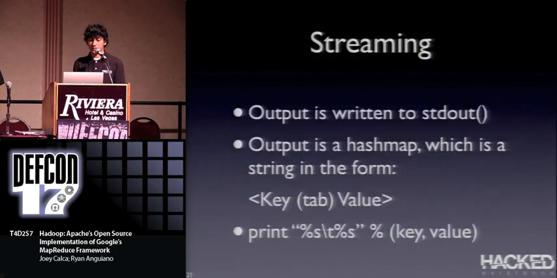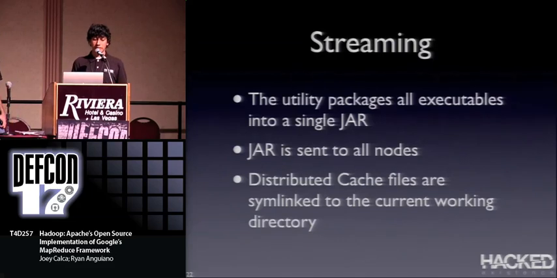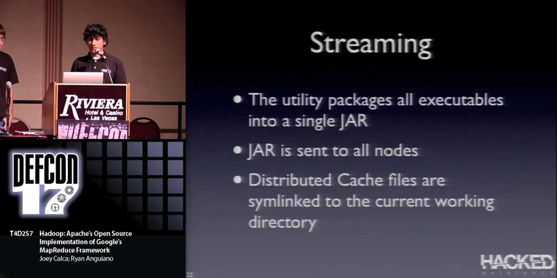And output is written to standard out. It has to be outputted as a hash map, which is basically a string in the form of key tab value. Here's another example. It's string variable tab string variable passing in key and value. The streaming utility packages all your files into a single jar, which is sent to all the nodes. And any distributed cache files you want accessible to your streaming job are symlinked to the current working directory on each node. So you have direct access to any distributed cache file.